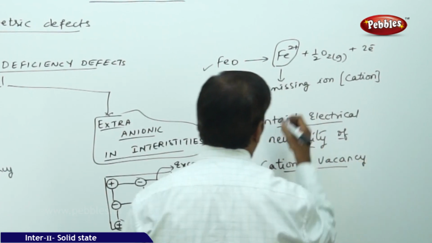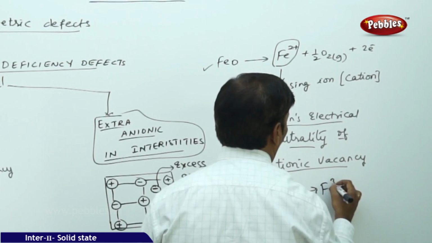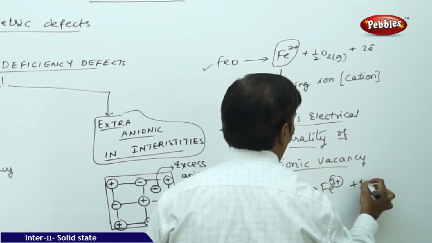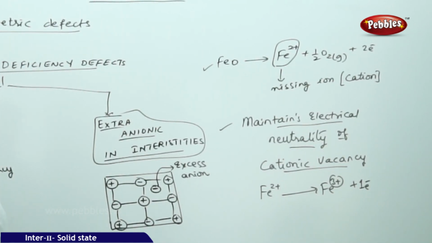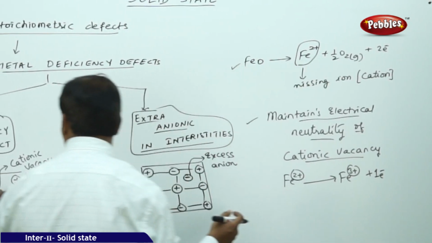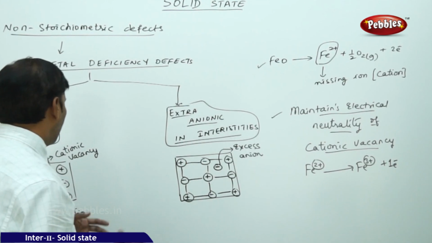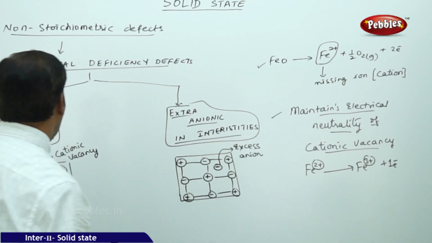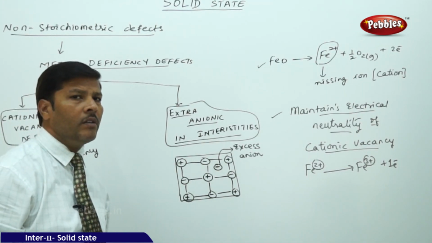we find that this ferrous ion is further oxidized to ferric ion with the loss of 1 electron. This ferric ion is now transported to the cationic vacancy which is created. All the higher oxidation state metal ions go and occupy the cationic vacancy, and in this way we can see that the electrical neutrality is maintained in the case of the cationic vacancy defect of the metal deficiency defects of the crystalline solids.